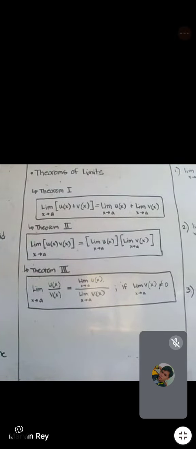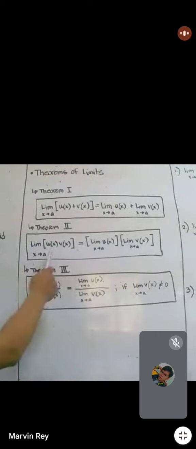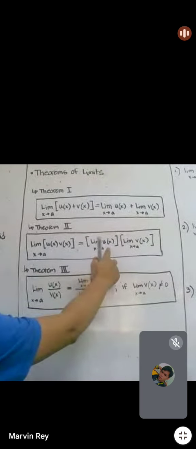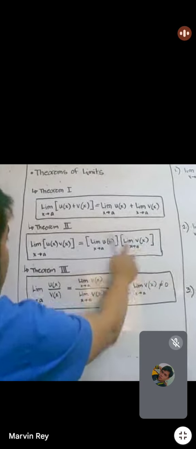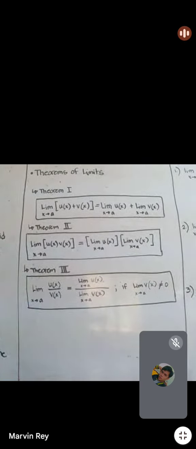Okay? Next, we also have our second theorem, which is the limit of the product of two or more functions is equal to the product of their limits. So limit of u of x times v of x is just equal to limit of u of x times limit of v of x as x approaches a. The term is x approaches a, the arrow. But it didn't reach the value of a yet, it is only nearly the value of a.